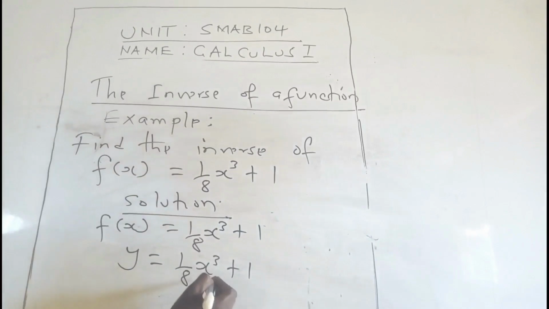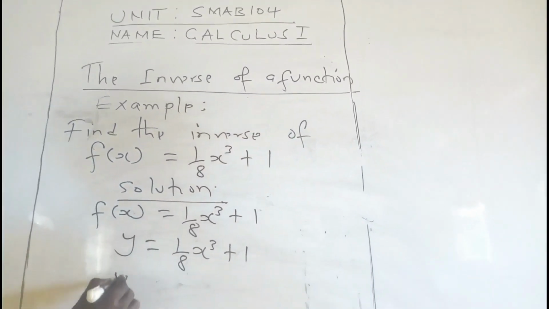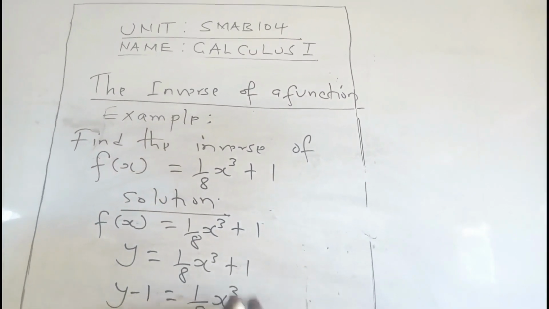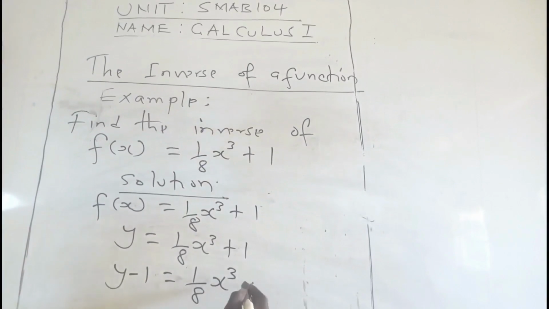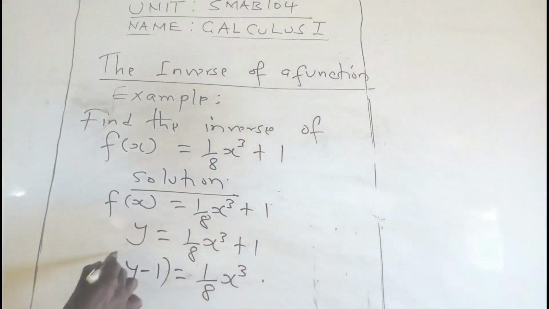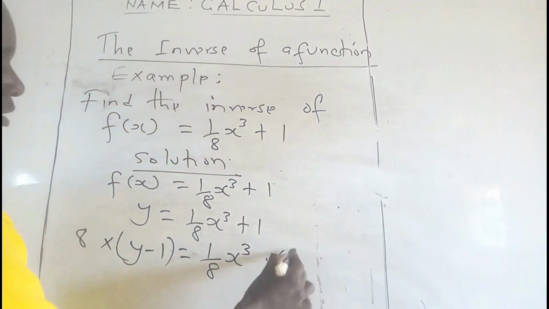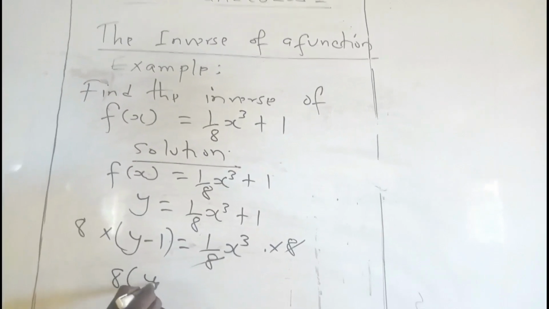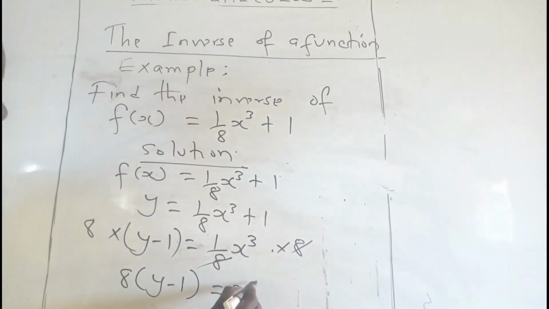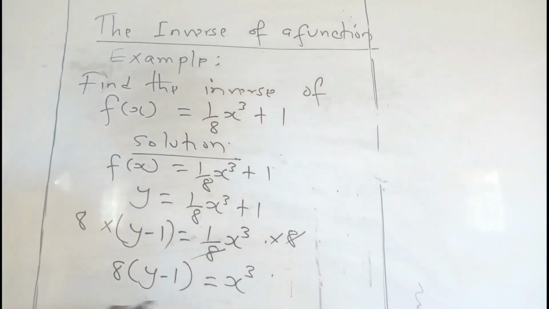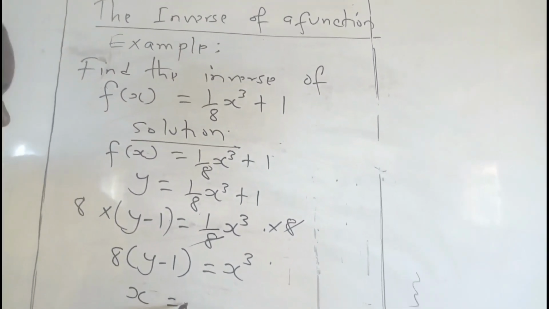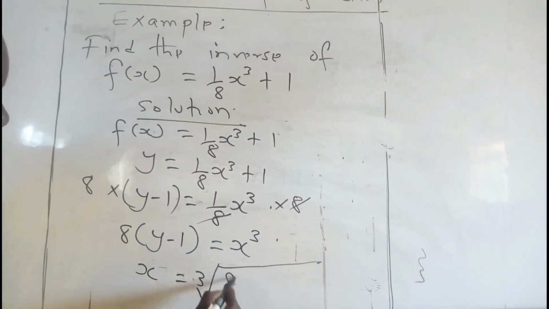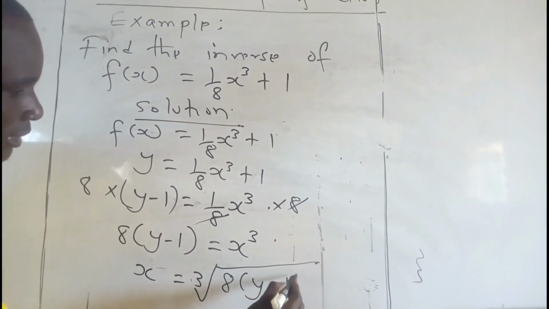If I want to make x the subject of the formula, I'll bring 1 this side so as to have y minus 1 is equal to 1 over 8x cubed. Then you can multiply both sides by 8. So this gives us 8 into bracket y minus 1 is equal to x cubed, so that our value of x here becomes the cube root of 8 into y minus 1.